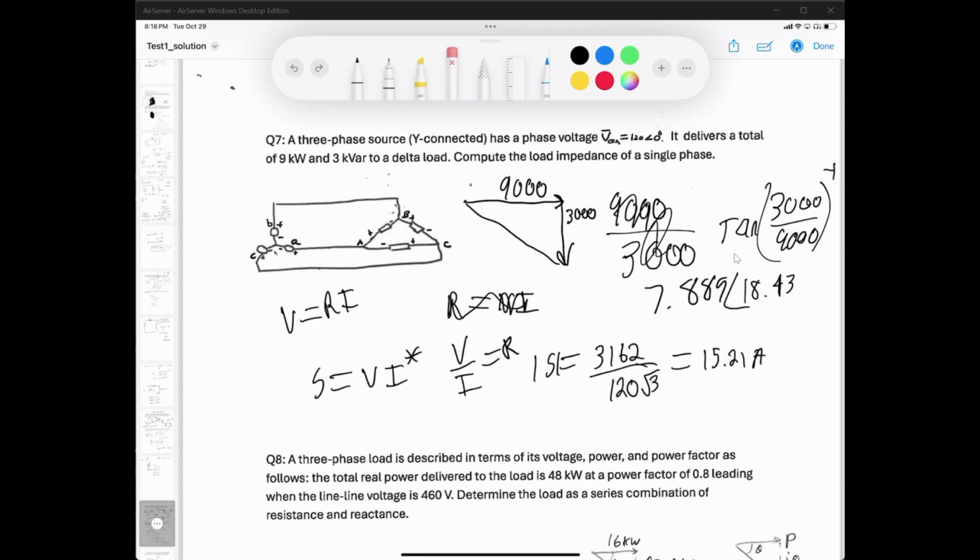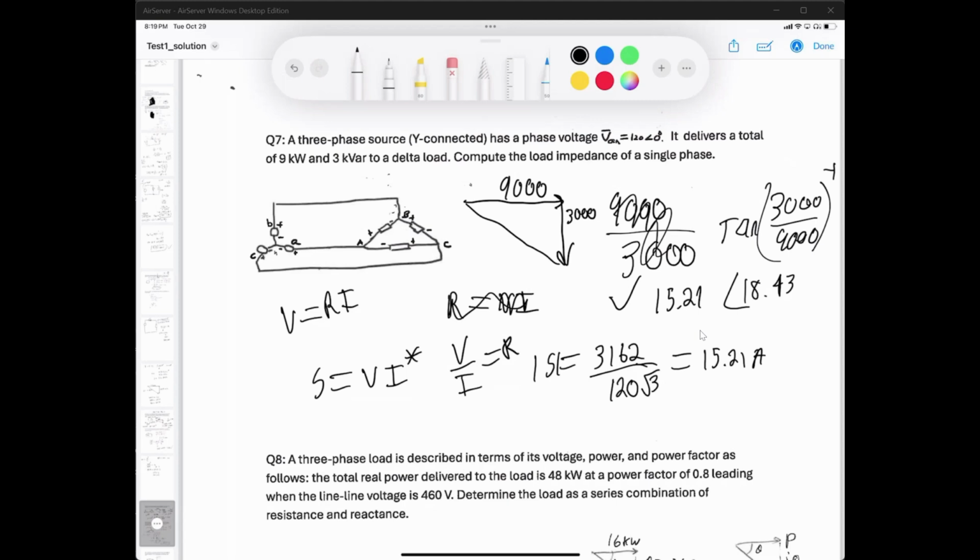Oh my god. Because we're looking at a single phase, the resistor. So 3162 divided by 120 times root 3. We get 15.21, which is what we want. Sweet.